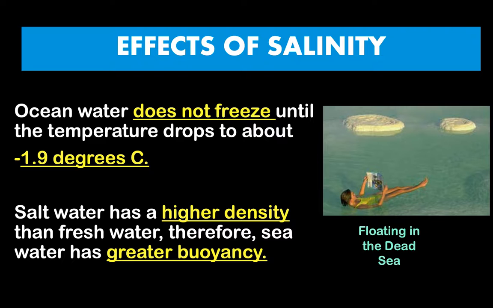So, because salt water has salt in it, it does not behave exactly the same way that fresh water does. One of the things that happens with ocean water is that it does not freeze until the temperature drops to about negative 1.9 degrees Celsius. So, just about negative 2 degrees Celsius is where we see freezing instead of 0 degrees Celsius.